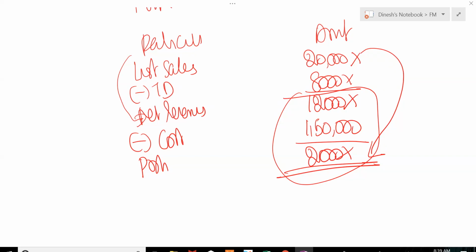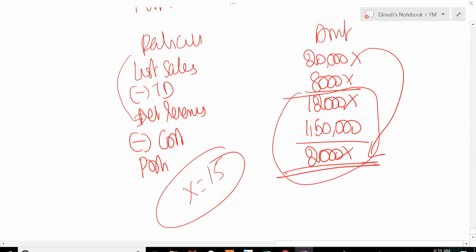What is the answer to x? So list price is 15 and what I will get is only 9 rupees. My list price is 15, but what I am going to get from my customer is only 9 rupees because there's a discount of 40% to be given. Any doubts on this? List price is going to be 15 rupees.